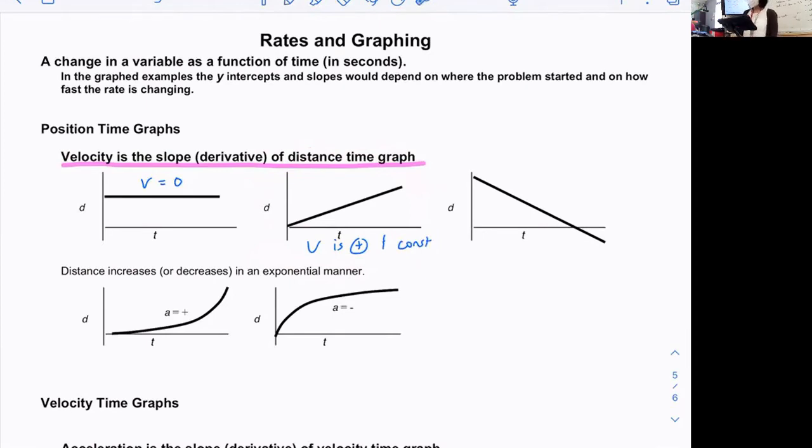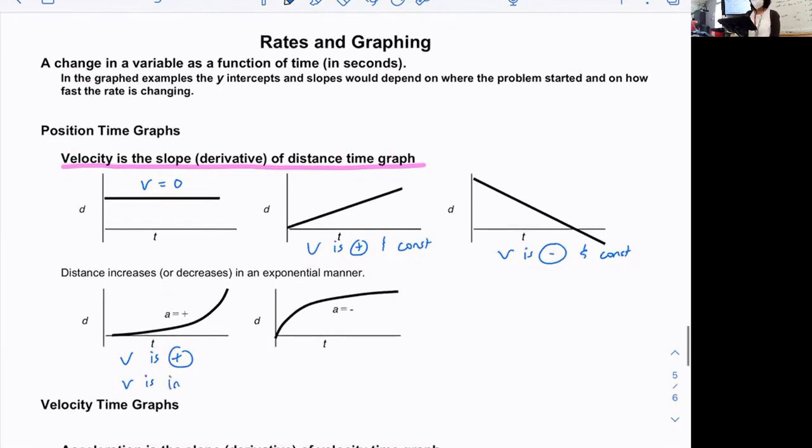Same kind of vein, looking at this one. My two descriptors here are my velocity is what and what? Negative and constant. Okay, let's look at what happens when we have a curve on a position time graph. A curve on a position time graph means my slope is changing, so it means my velocity is changing. So clearly I've got some curves here, so my velocity is changing. Let's look at how it's changing. In this first one, is my velocity positive or negative? It's positive. And is my velocity increasing or decreasing? Is my slope increasing or decreasing? It's increasing, it's going up, so my velocity is increasing.